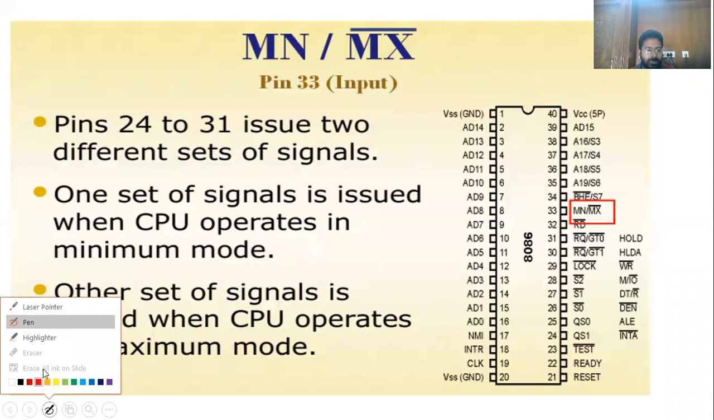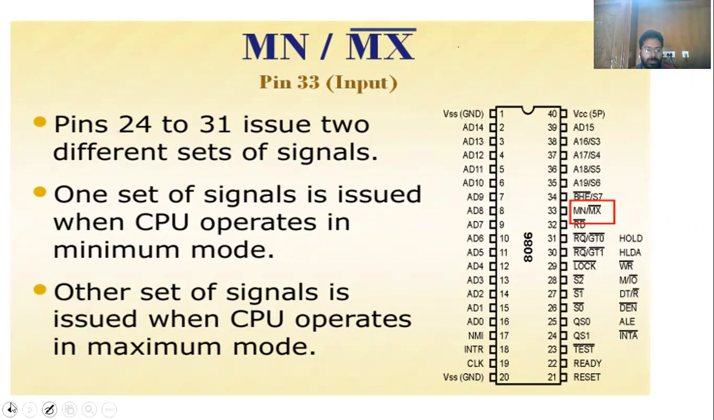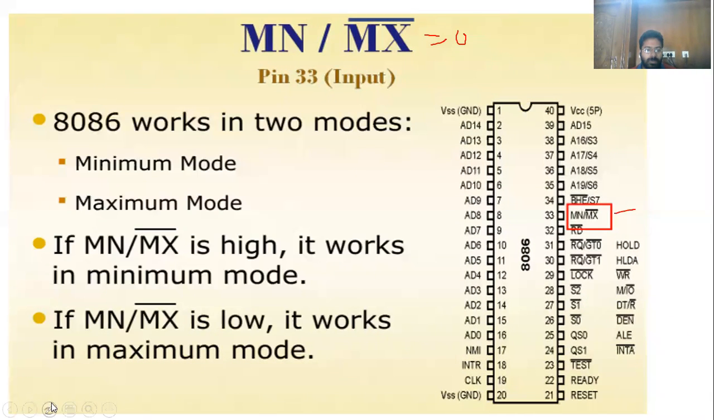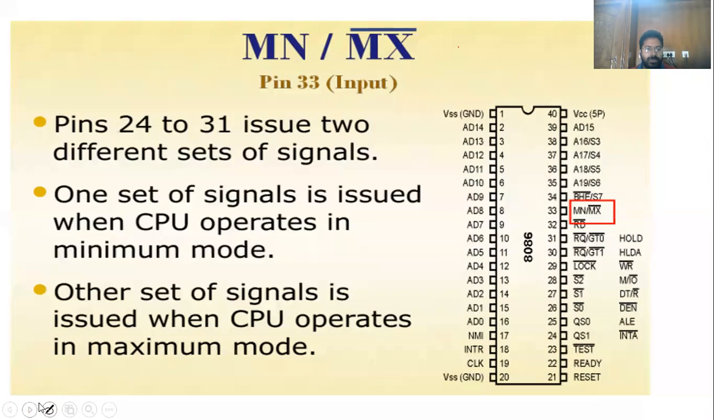Whenever you want to convert this microprocessor from one mode to another, for suppose you operate in the minimum mode, that pin is equal to 1. If it is equal to 0, it operates in the maximum mode. One thing you should remember: the 8086 microprocessor is available always in only one mode at a time.